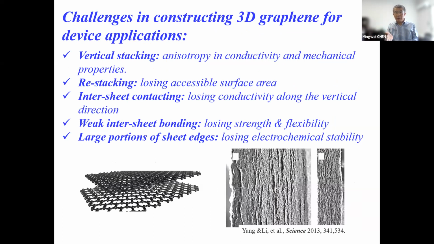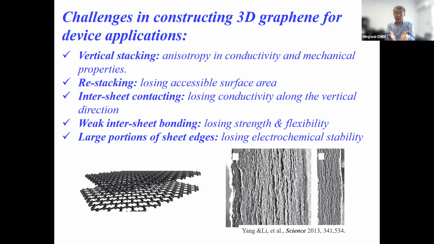But that is just repeating nature's idea of building up graphite, but using graphene sheets to reconstruct it again. But this kind of vertical stacking naturally introduces many issues. First, the anisotropy in conductivity and magnetic property, right? Because with this kind of restacking, in most cases, it is just like two pieces of paper stacking together; sometimes it is hard to separate them. Actually, you lose accessible surface area.